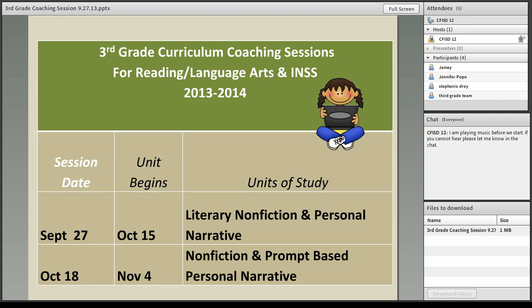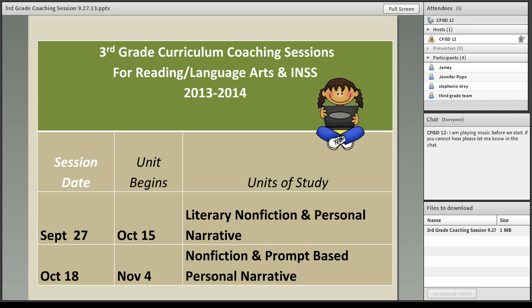We're going to be talking about literary nonfiction and personal narrative, but I also wanted to give you a heads up that the next session is going to be about nonfiction and prompt-based personal narrative. And we're going to have that also about 2 weeks before the session starts. You'll notice that we've gone from traditional literature, poetry, to literary nonfiction, and then into straight nonfiction. So you can kind of see how the curriculum is building so that students are getting a wide variety of reading.